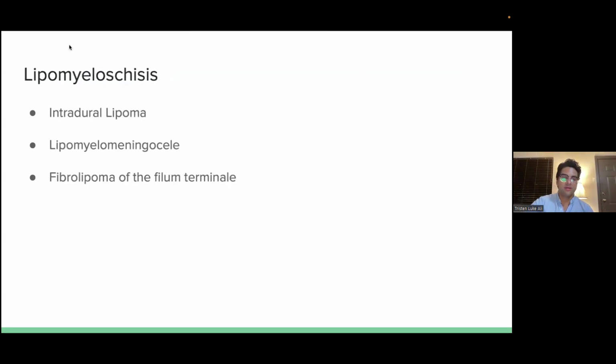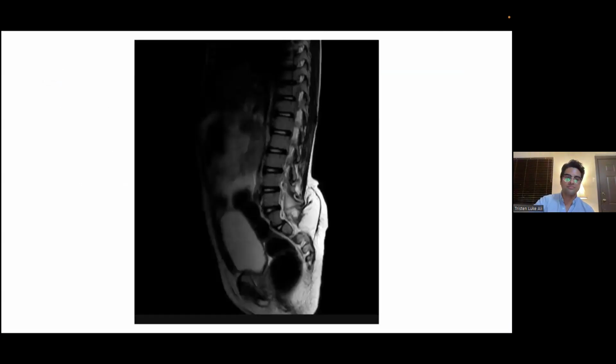Our next topic and clinical correlate will be lipomyeloschisis. This can be further divided or classified into intradural lipoma, lipomyelomeningocele, which we will further talk about, and fibrolipoma of the filum terminale as well. So this is a sagittal MRI showing a lipomyelomeningocele.